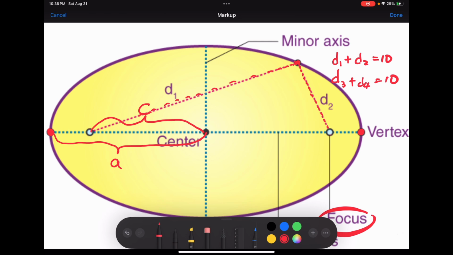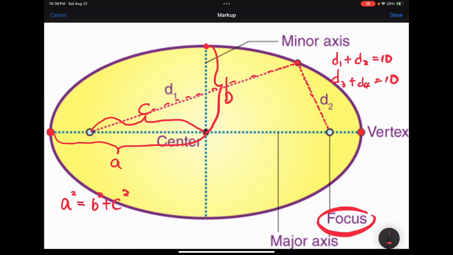So we have the a, we have the c. Where is the b? b is the distance from the center to my co-vertex. So from here to the center is equal to b. The relationship between a, b, c is that a is the longest one. a squared is equal to b squared plus c squared. You can also reorder them and say c squared is equal to a squared minus b squared. And the center is here.